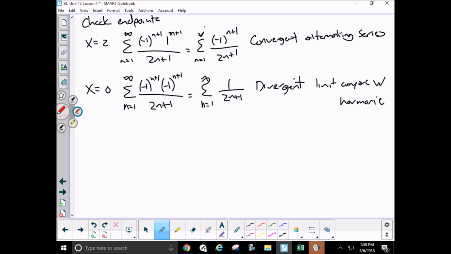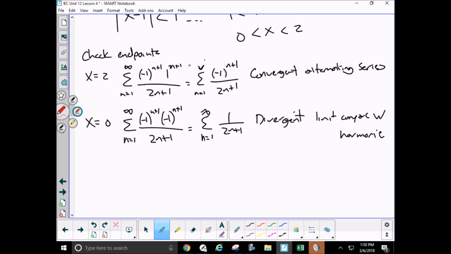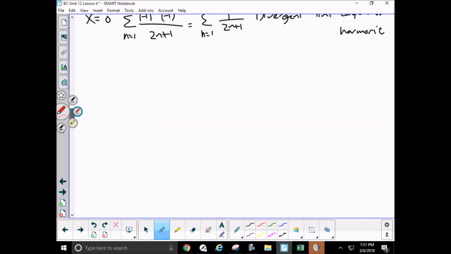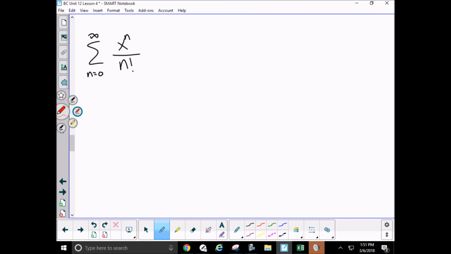And if you were to do these problems on a free response portion of a test, you'd have to show the comparison. So x equals 2, we were convergent, so that gets included in our interval. X equals 0, we are not. Let's look at this one, x to the n over n factorial.